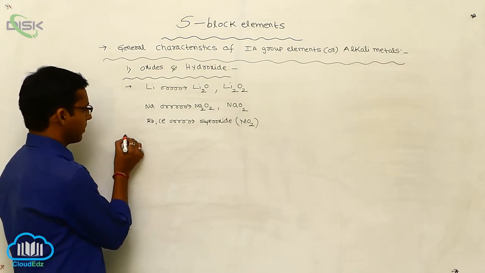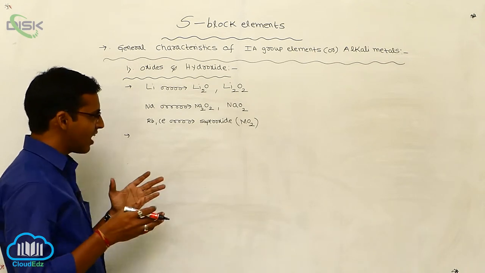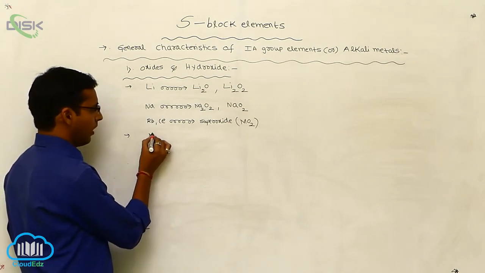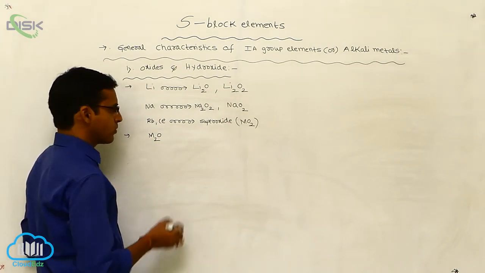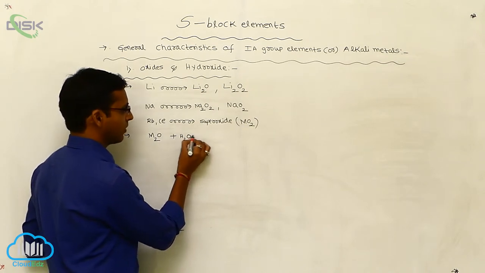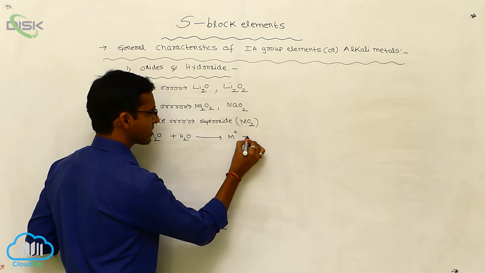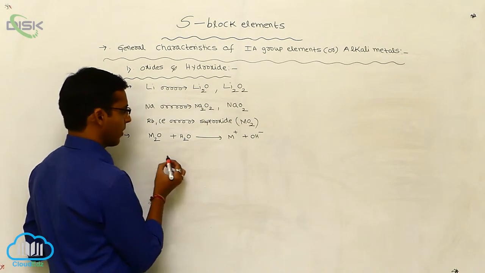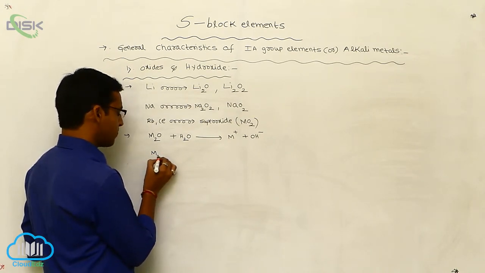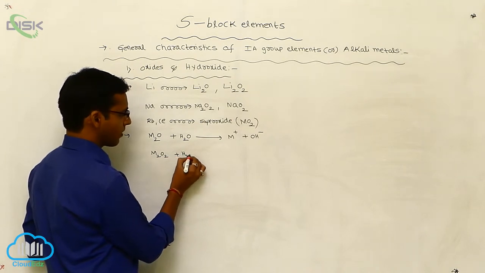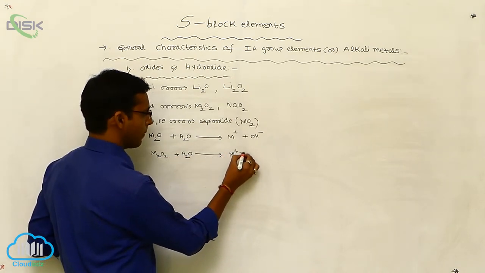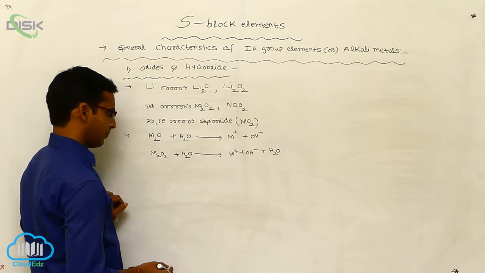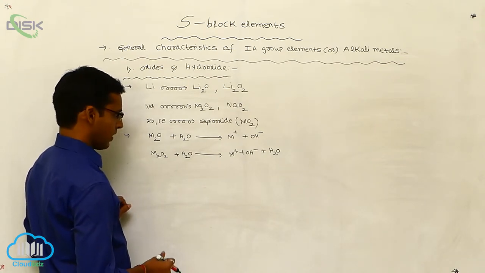And next, when these metal compounds dissolve in water, they form hydroxides. For example, a metallic oxide dissolves in water and forms metallic hydroxide, MOH. Next, if it is a peroxide, it dissolves in water and gives M plus OH minus plus H2O.